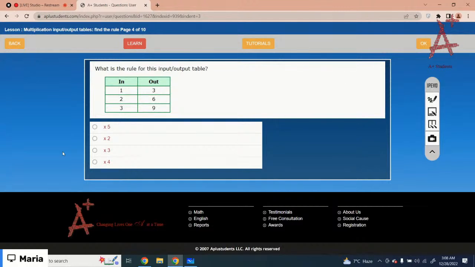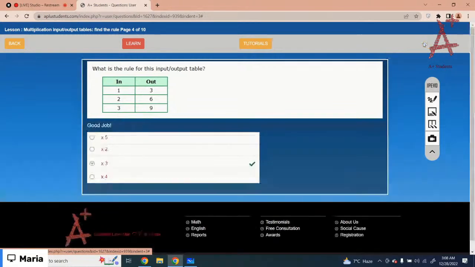You can check the input values: when you multiply by 3, you get the output value. 1 times 3 is 3, 2 times 3 is 6, and 3 times 3 is 9. Got it? So the correct option is option C. Just select the correct option, then click on the OK button.